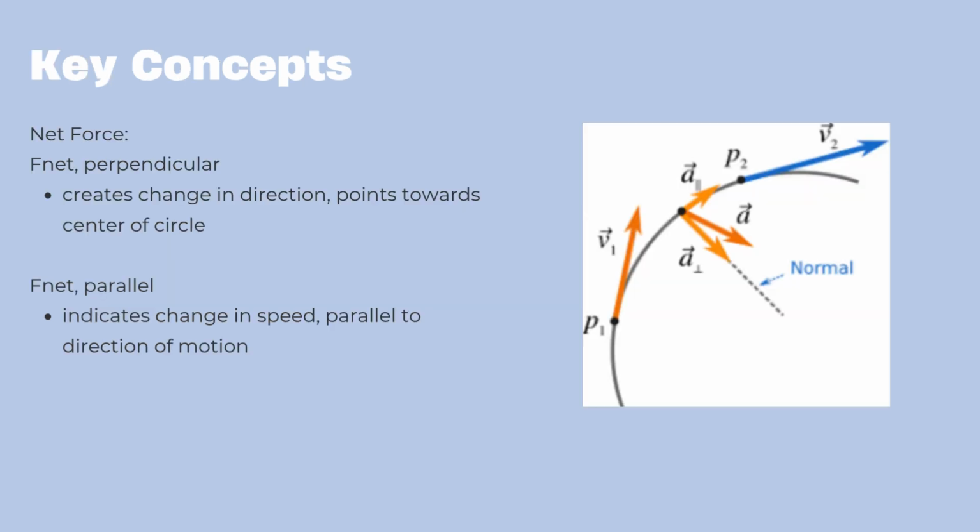And then some key concepts would be net force, where we looked at both F net perpendicular and F net parallel. F net perpendicular creates change in direction and points towards the center of the circle, while F net parallel indicates change in speed parallel to the direction of motion.